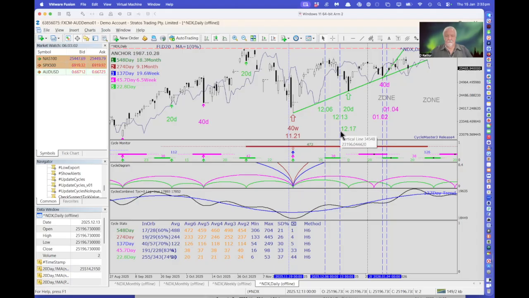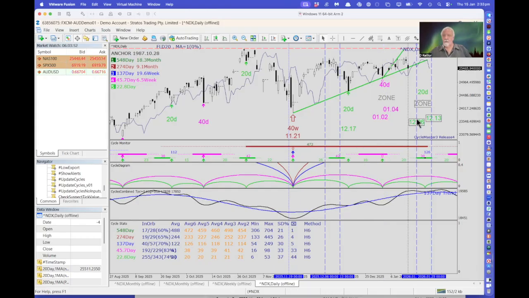Update cycles. So we can locate the next 20-day forecast orb by putting the rower lines either side and establishing the left-hand date and right-hand date. So we've got the 18th through to the 25th.